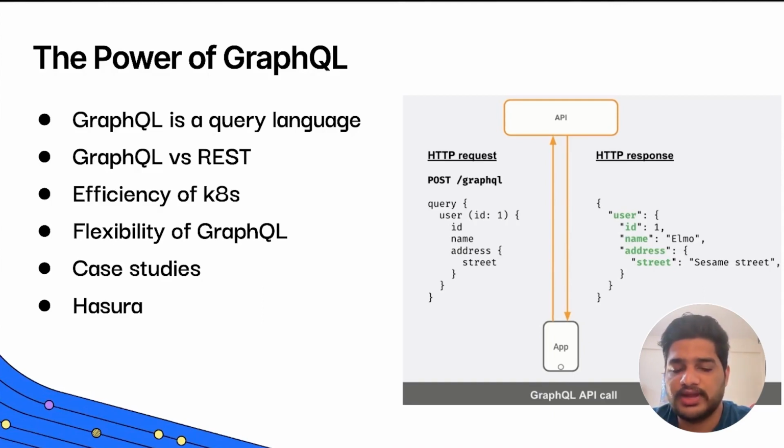However, if your API server was a GraphQL server instead, this is what your API call would look like. As you can see, you're querying for a user, and you're querying the ID, the name, the address, and the street, or even, let's say, the name of the hotel or the city, and you get the response in a very similar JSON format as your request, right?